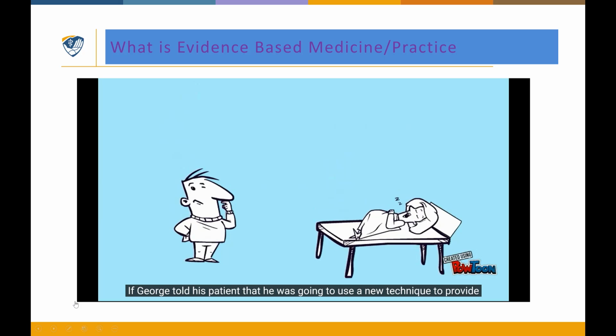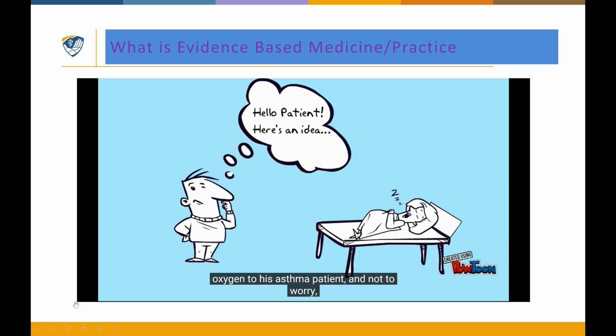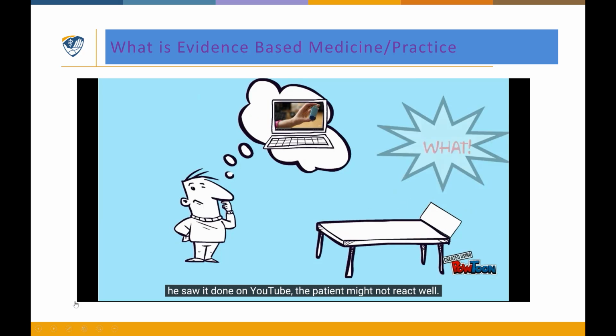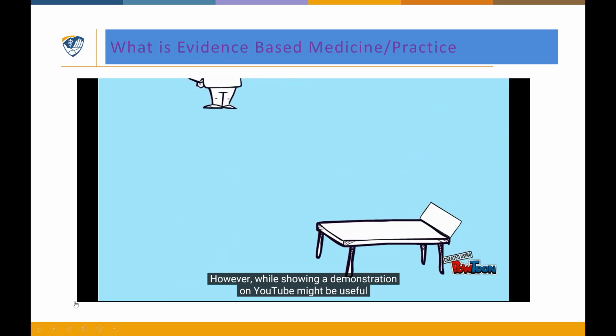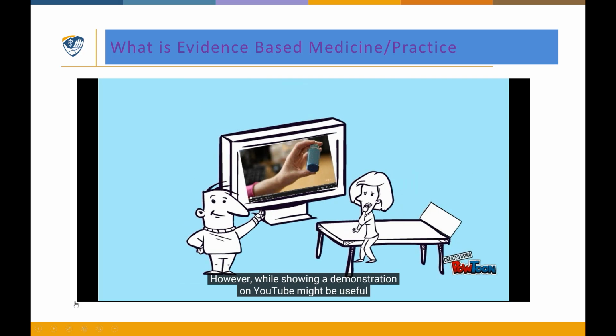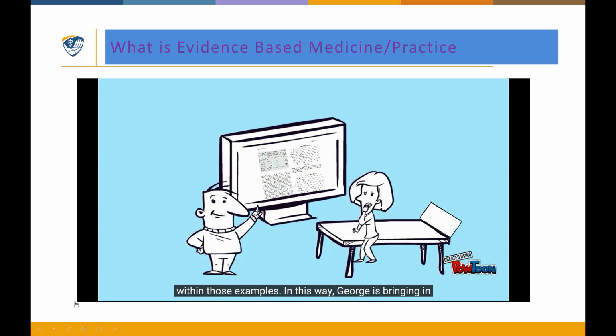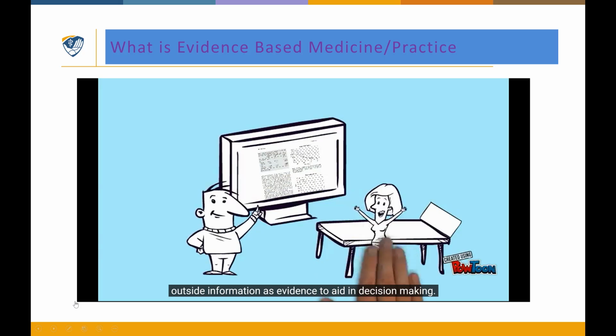If George told his patient he was going to use a new technique to provide oxygen to his asthma patient, and not to worry, he saw it done on YouTube, the patient might not react well. However, while showing a demonstration on YouTube might be useful to the patient, George might also want to cite some examples of the technique used with other patients and the successes or possible risks associated within those examples. In this way, George is bringing in outside information as evidence to aid in decision making.